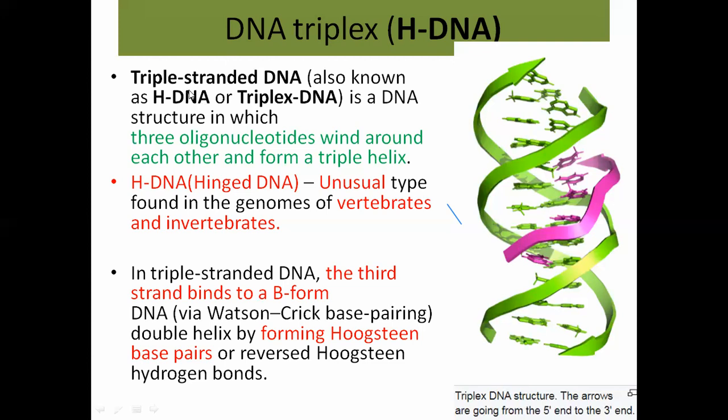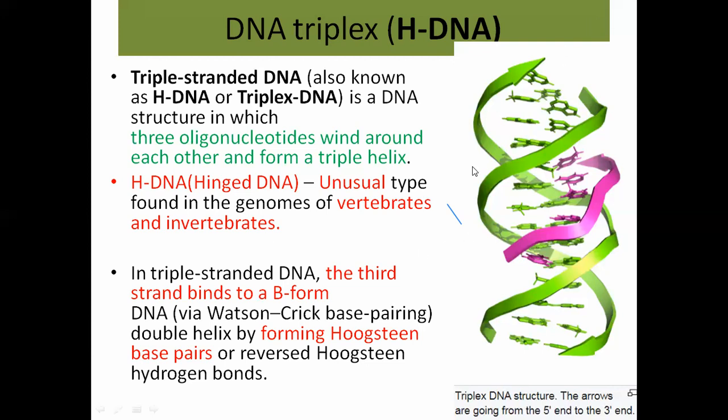So, come to the point. The triple-stranded DNA, also known as HDNA or triplex DNA, is a DNA structure in which three oligonucleotides wind around each other and form a triple helix. Triple-stranded DNA is also known as HDNA, H for hinged DNA, and it is the unusual type found in the genomes of vertebrates and invertebrates.